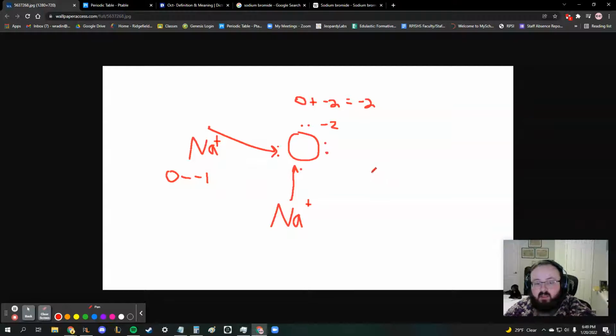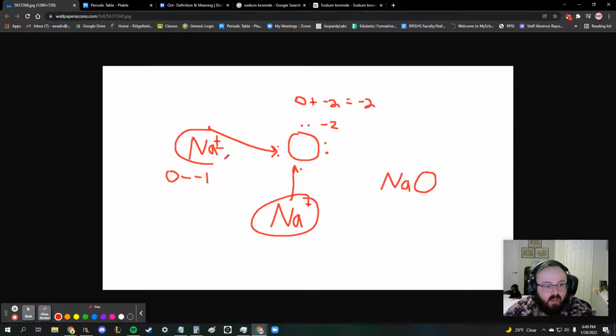Now, when we name this thing, I'm going to start with our positive ion, which is sodium. Then I will write our negative ion, which is oxygen. But again, we have 1, 2 sodiums. So we're going to write it like this. Okay? So when you see those little 2's that are down below, that tells you how many atoms there are of that element.